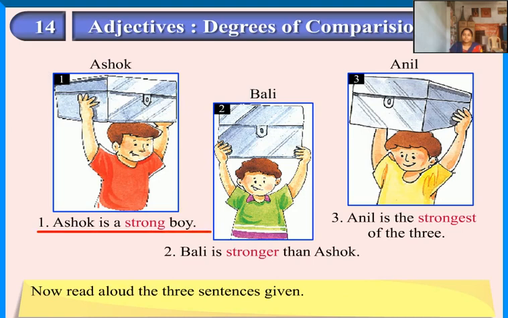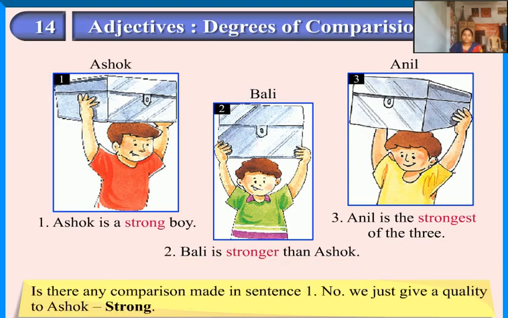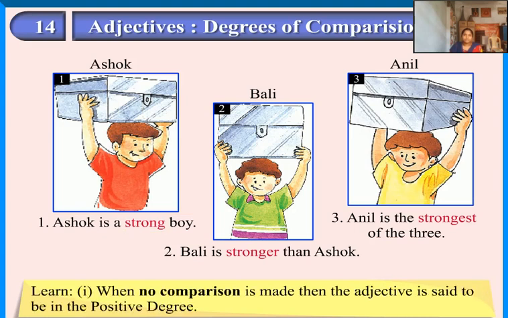Ashok is a strong boy. Bali is stronger than Ashok. Anil is the strongest of the three. Is there any comparison made in sentence 1? No. We just give a quality to Ashok, strong. Learn. When no comparison is made, then the adjective is said to be in the positive degree.